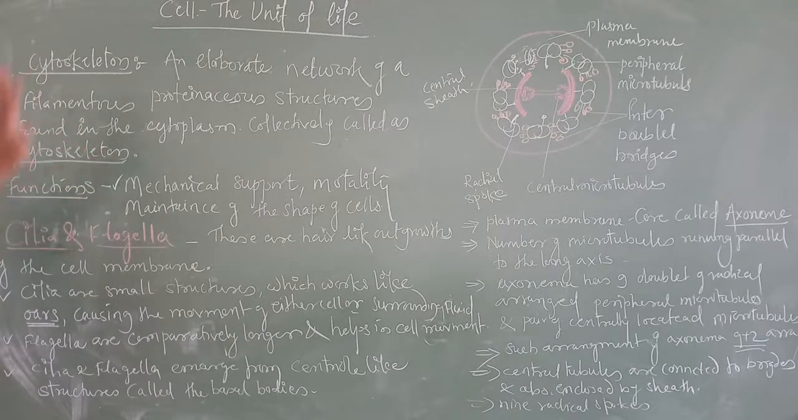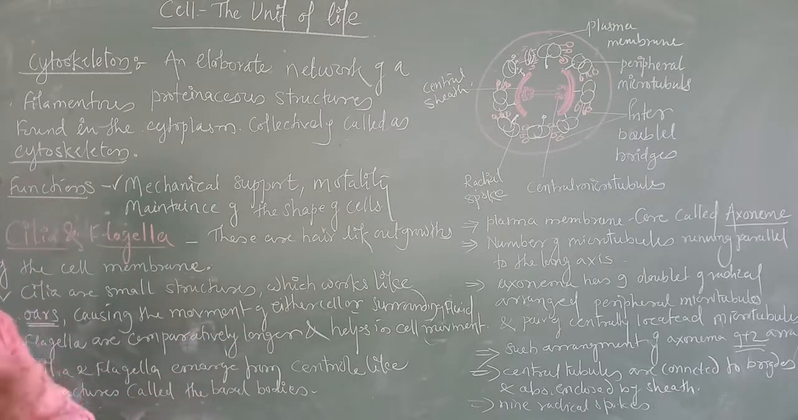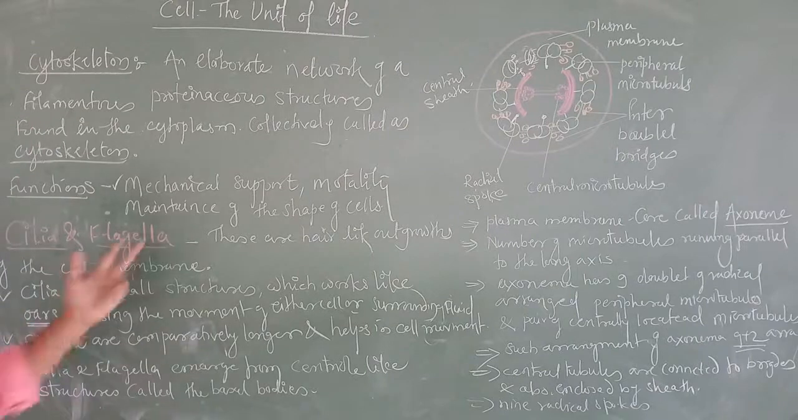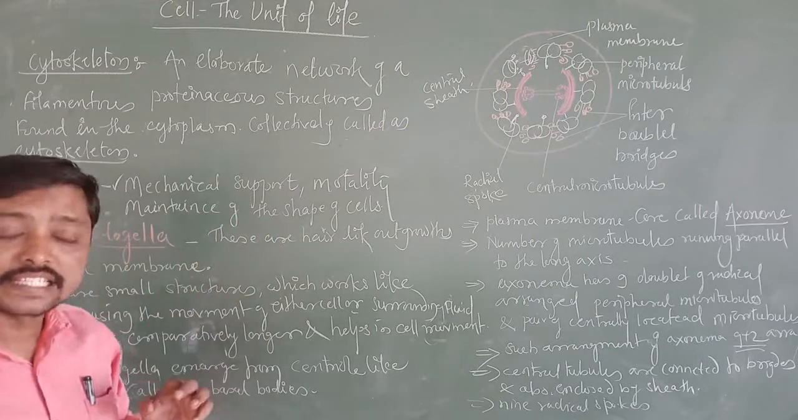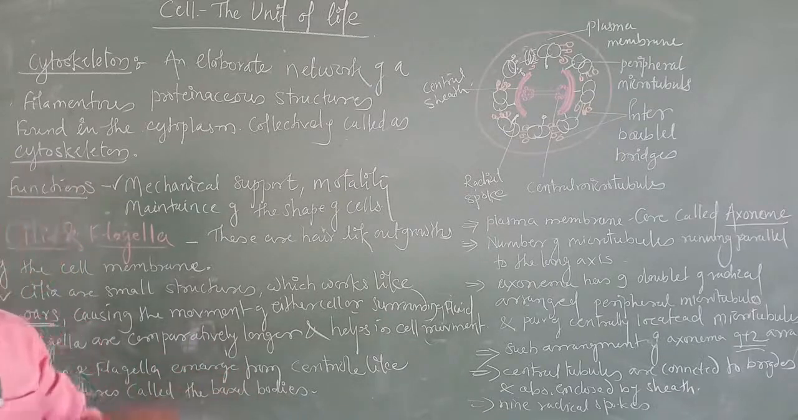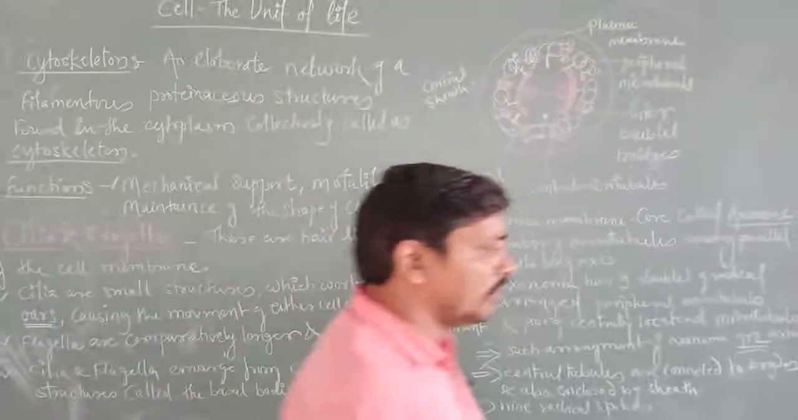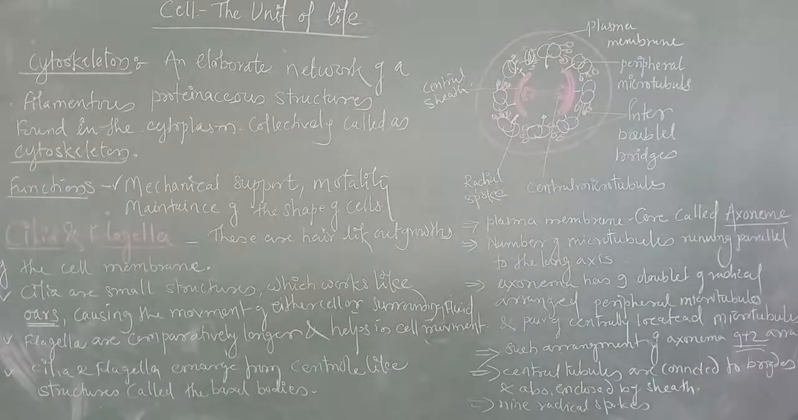What are the functions of the cytoskeleton? The cytoskeleton functions as a mechanical support for the cell. It also plays a very important role in motility, motility meaning movement. Another function of the cytoskeleton is maintenance of the shape of the cell. Whatever the shape of the cell, that shape is maintained by the cytoskeleton.